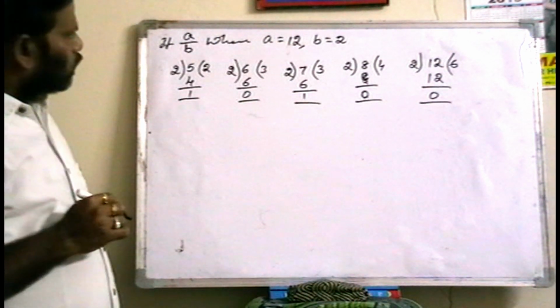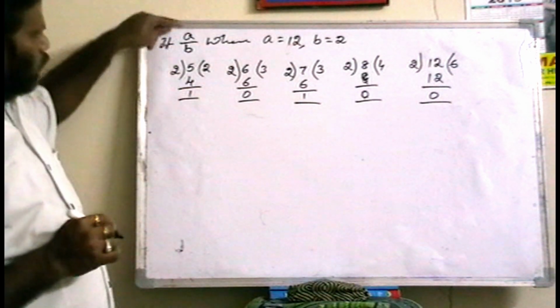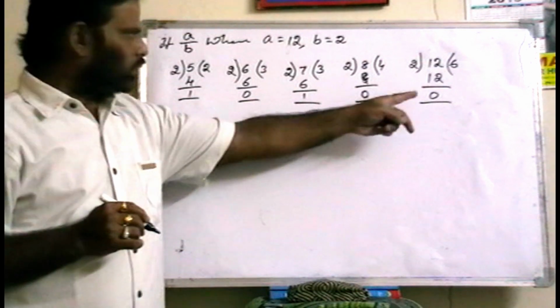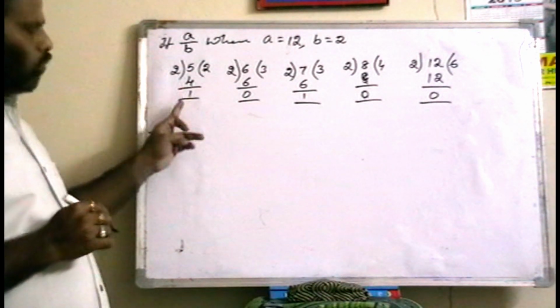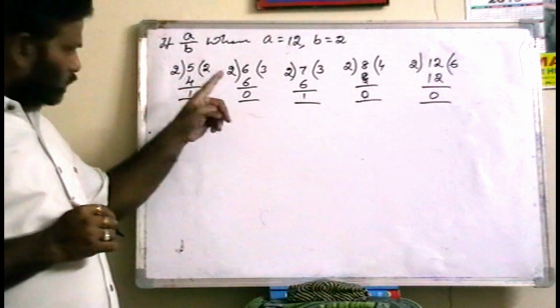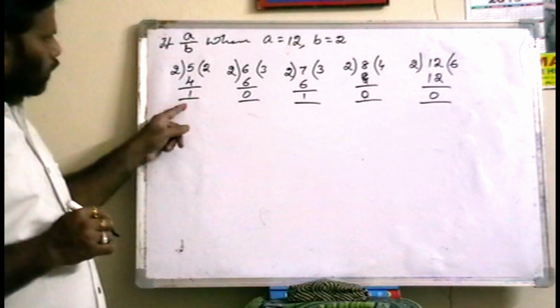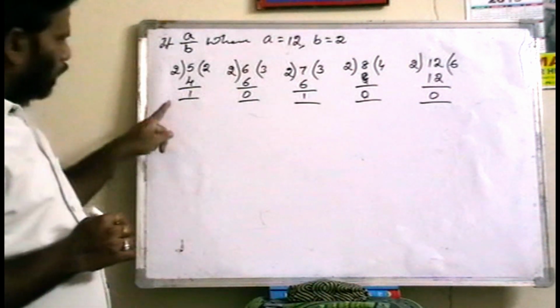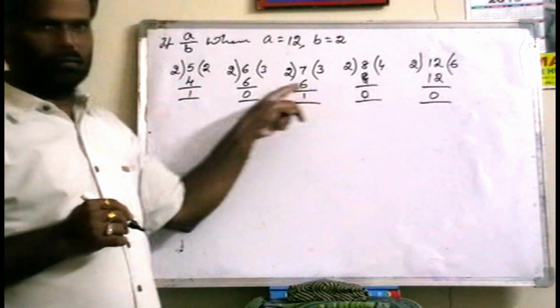That means finally the remainders, if any positive integer is divided by 2, we'll get the remainders either 0 or 1. Either 0 or 1. Why? Because if any positive integer is divided by 2, we'll get the remainders only 0 and 1.